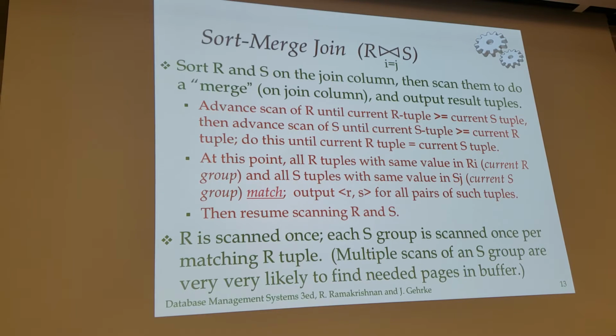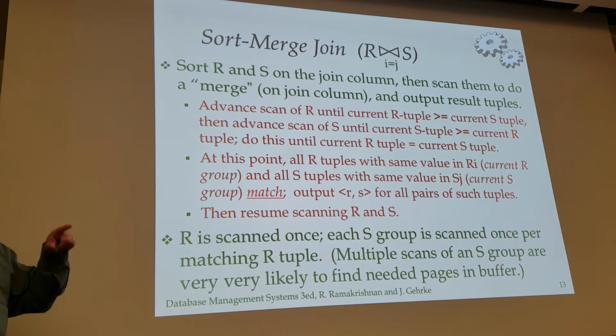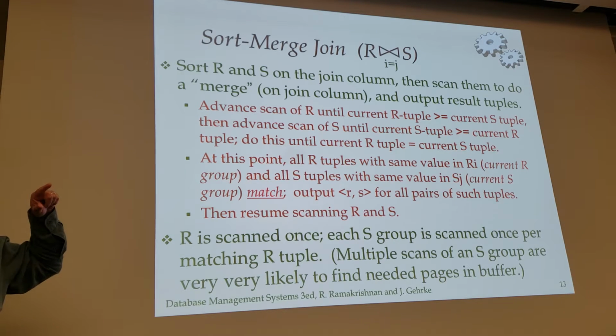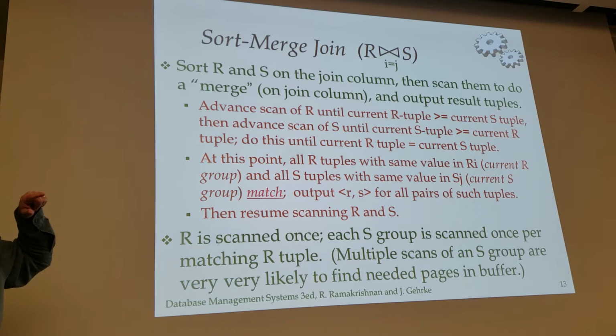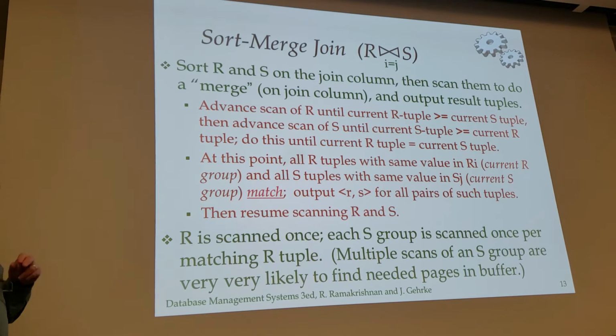So basically, R is scanned once, and then when you find a match for each R tuple, you're going to have to scan the group of S tuples that match it. And then if there's another R tuple that has the exact same value, you'll scan the same group of S tuples that match it. They all have the value 79. So there'll be a bunch of R tuples that have value 79. All the S tuples that have value 79 are going to have to be scanned again and again and again for each R tuple that matches, so you can put them out.